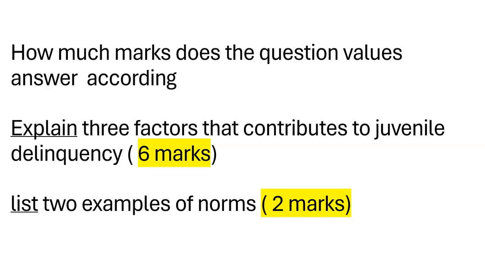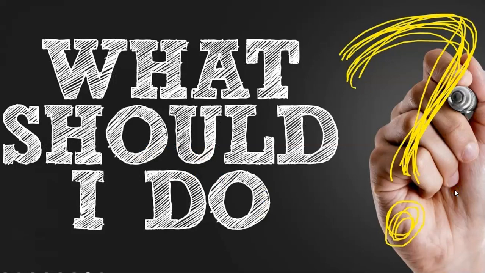Now let's look at another question that would carry fewer marks. List 2 examples of norms. The verb in this question is list. It carries a value of 2 marks. So you're not going to write a lot when answering this question. The only thing you need to write are your 2 examples in a sentence, and that's it. 2 examples of norms are, and you list your 2 examples. Again, you do not need to explain anything. It's just 2 marks.